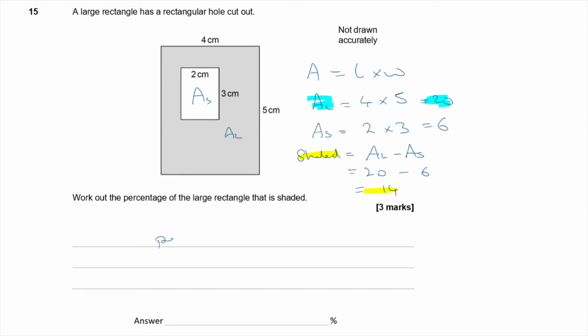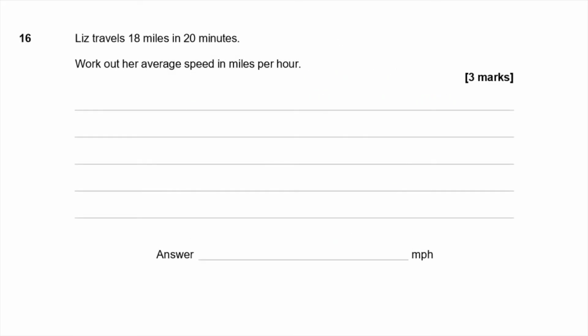So the percentage shaded is going to be the 14, which is the area of the shaded part, divided by 20, which is the area of the large rectangle. And what we then need to do is rewrite that as a fraction over 100 if we want it as a percentage. Well, 20 goes into 100 5 times, so multiplying top and bottom by 5, that's going to give me 14 5s is 70, isn't it? So it's going to be 70 over 100, and 70 over 100 as a percentage is just 70%, like that, 70%.